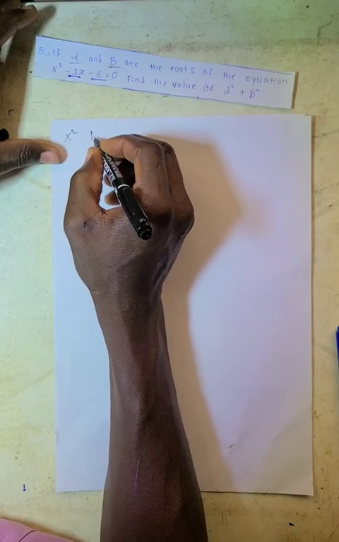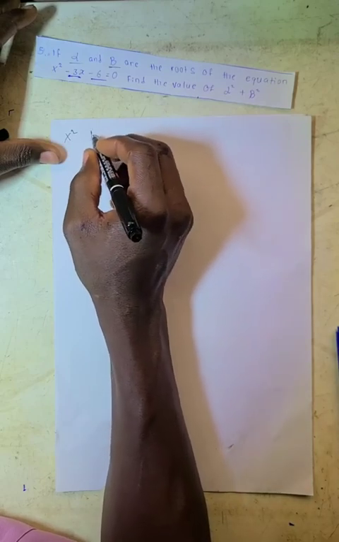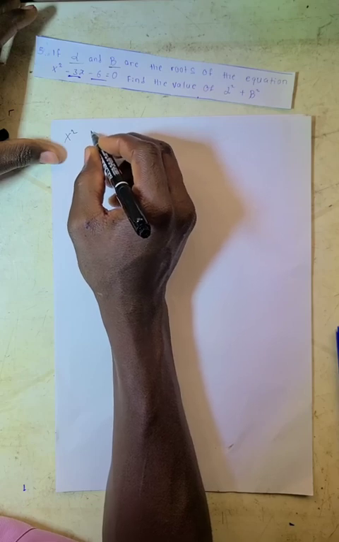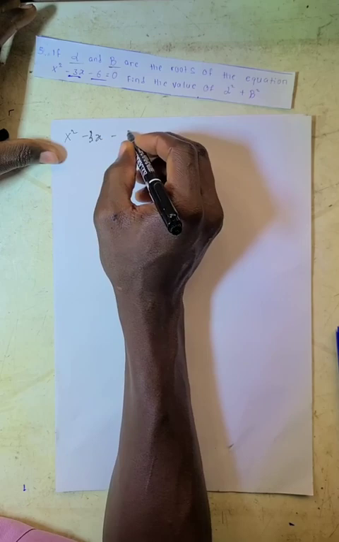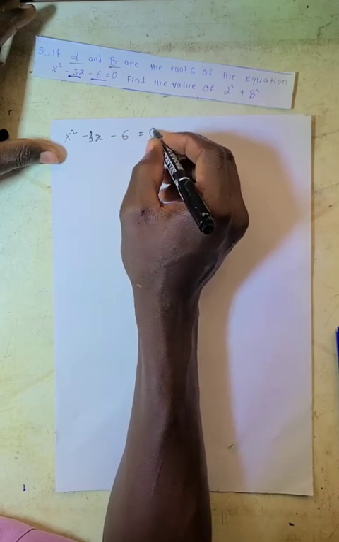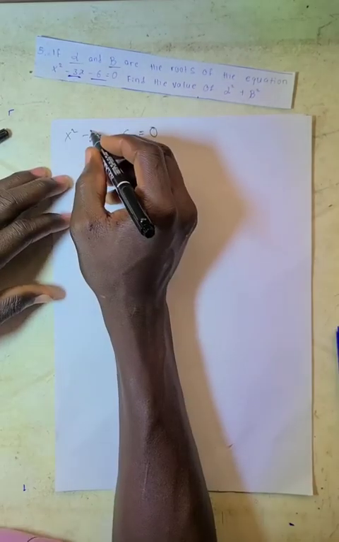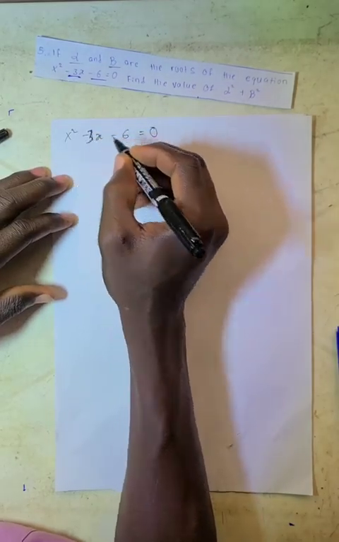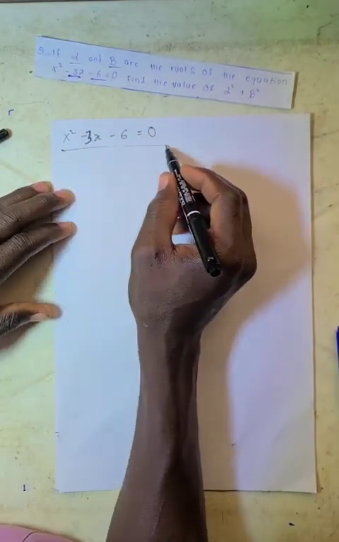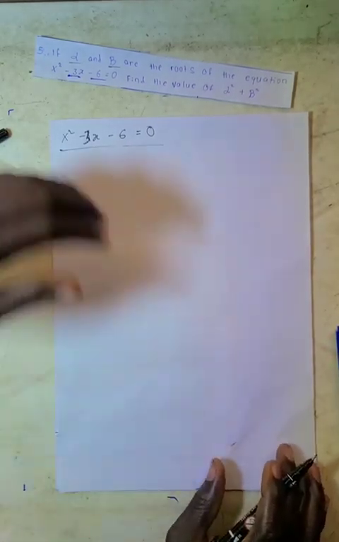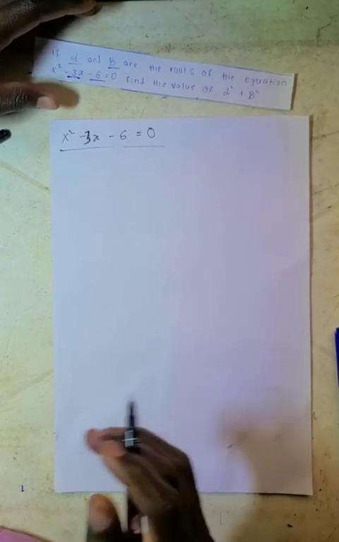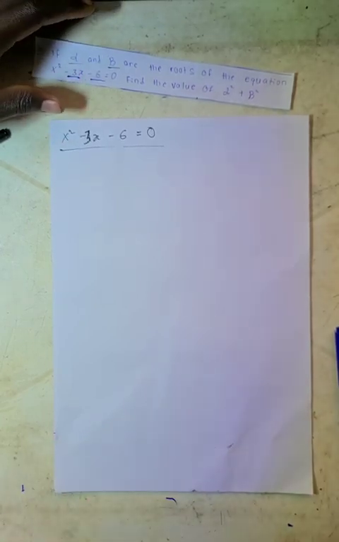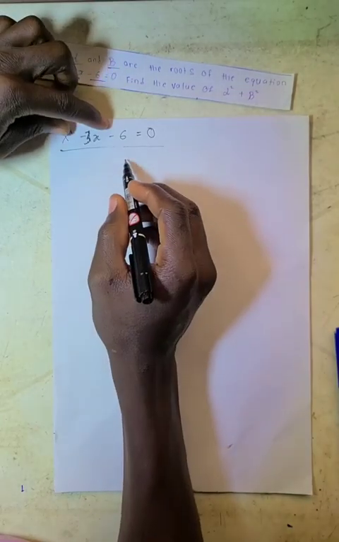x squared minus 3x minus 6 is equal to 0. This is a quadratic equation. We are going to look at a lot about the whole thing because this is a very broad concept. Now, the first thing we are going to look at is the graph of a quadratic equation. The graph of a quadratic equation looks like this.